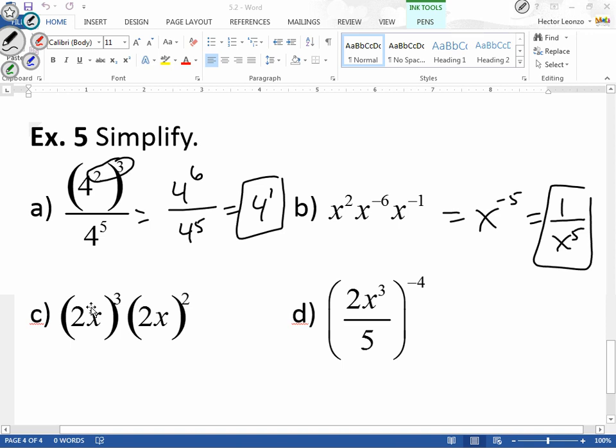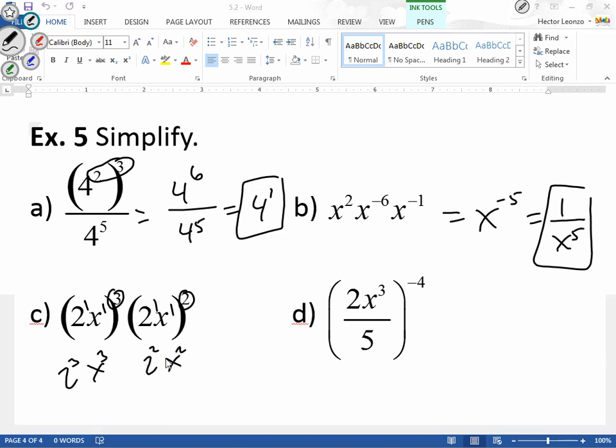Now, looking at my example C, everything inside parentheses has to have an exponent. Multiply the 3 to the exponents on the inside. So I have 2 to the third, x to the third. Looking at my second parentheses, everything must have an exponent. Multiply the 2 to the exponents on the inside. So 2 to the second, x to the second. Now, I'm going to combine my bases. My base is 2. I'm going to add the exponents. So I get 2 to the 5th. When the base is x, I'm going to add the exponents. And I get x to the 5th.